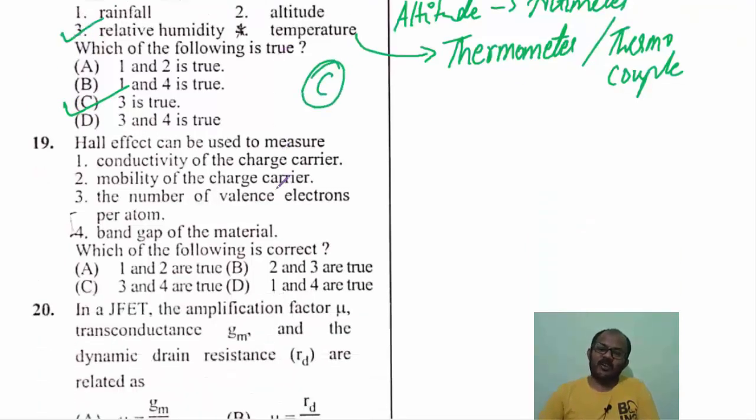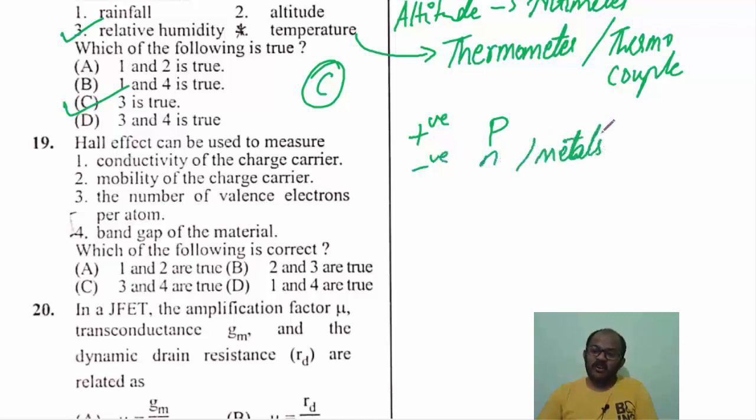19th question is based on Hall effect. We know that Hall effect is positive for p-type material and it is negative for n-type material, or even for metals the Hall effect is negative. Hall effect is very much prominent in the case of semiconductors. If you want to detect the type of material, nothing but whether it is n-type or p-type, we need Hall effect. And in the case of metals, Hall effect is approximately equal to 0 and it is a negative value. Able to follow?